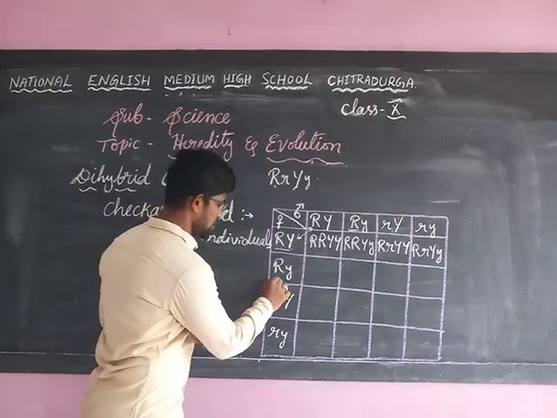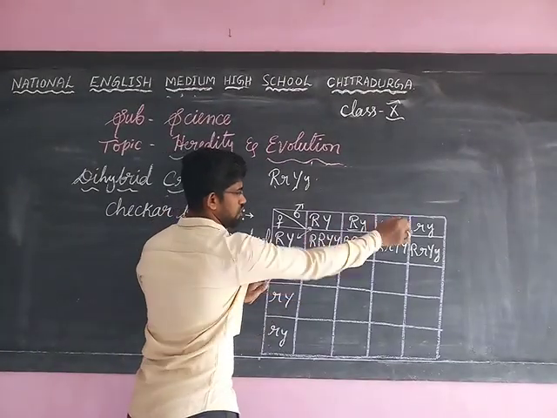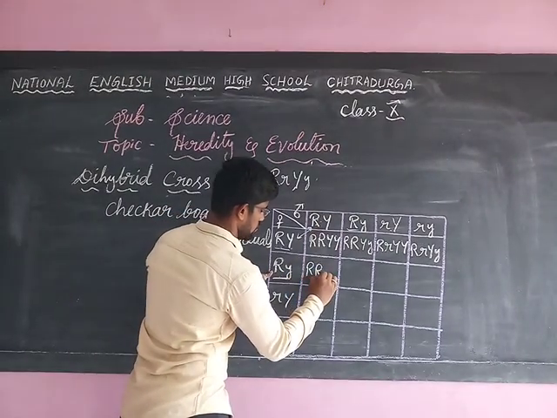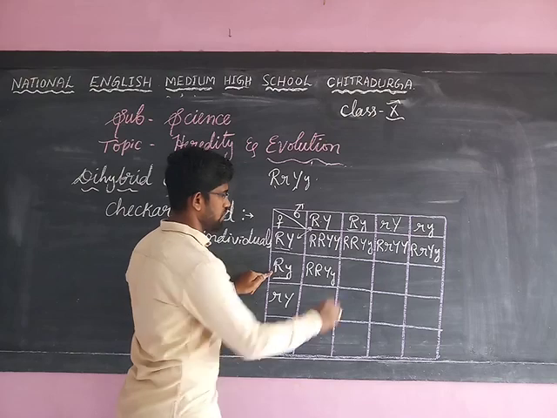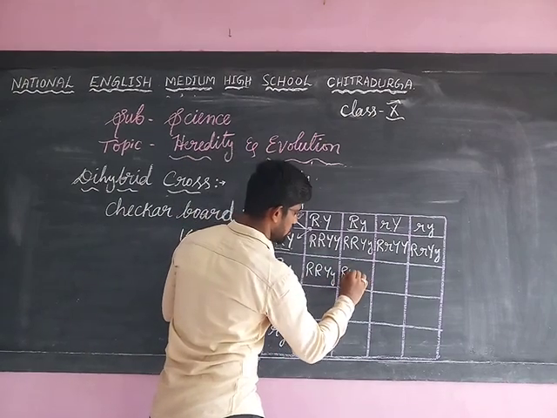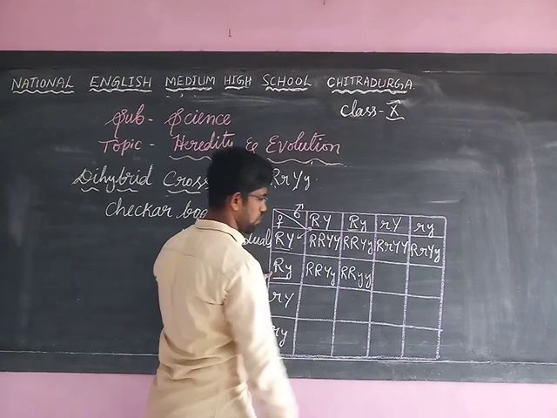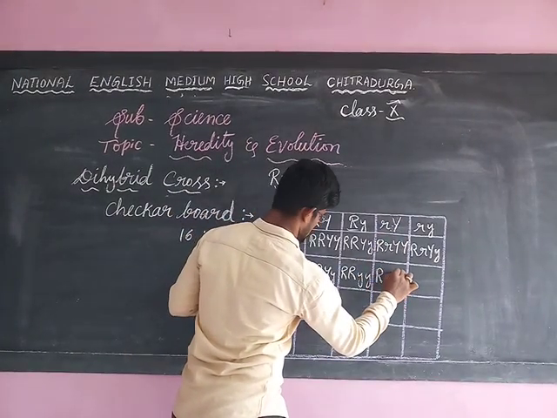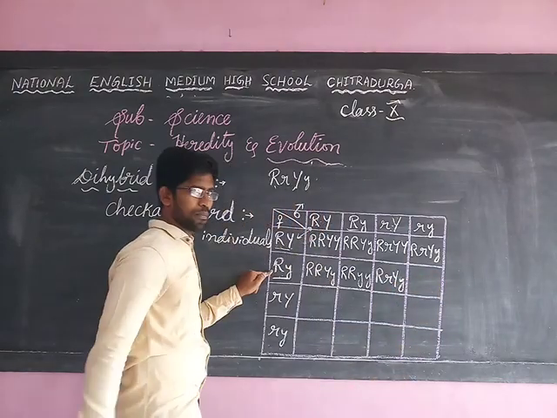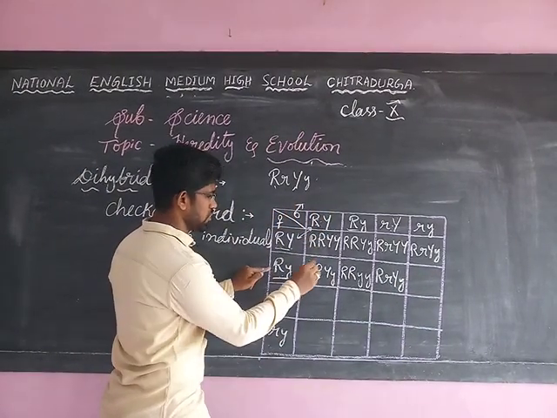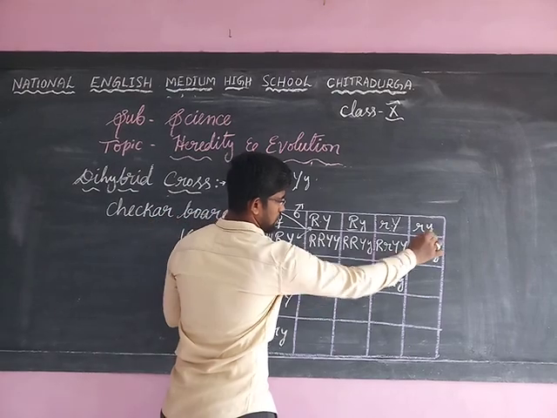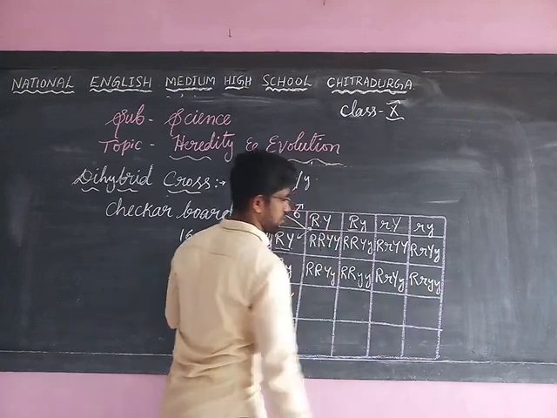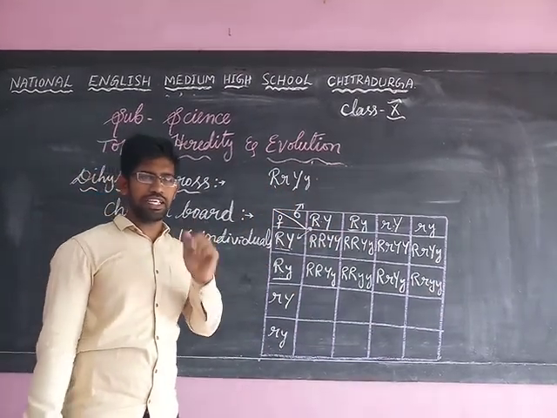Then the next step is to use this one and these 4. First from this one to this one: capital R, capital R, capital Y, small y. Then from this one, capital R, capital R, small y, small y. Then from this one to this one, capital R small r, capital Y, small y. Listen carefully and watch the checkerboard. From this one to this one now: capital R small r, small y, small y. Understood? Now we have got 8 individuals.